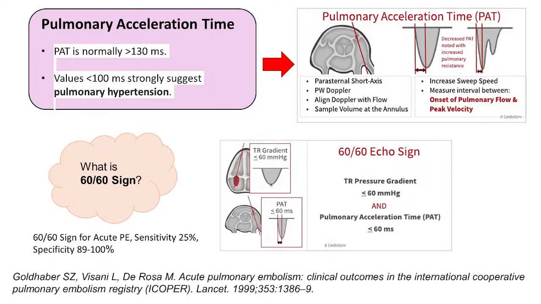The 60/60 sign is something you might have heard about for an acute pulmonary embolism: an RV systolic pressure less than 60 and a pulmonary acceleration time less than 60. So basically it suggests acute, because the RV has not compensated yet. The sensitivity is around 25%, and the specificity over literature is around 90 to 100%.